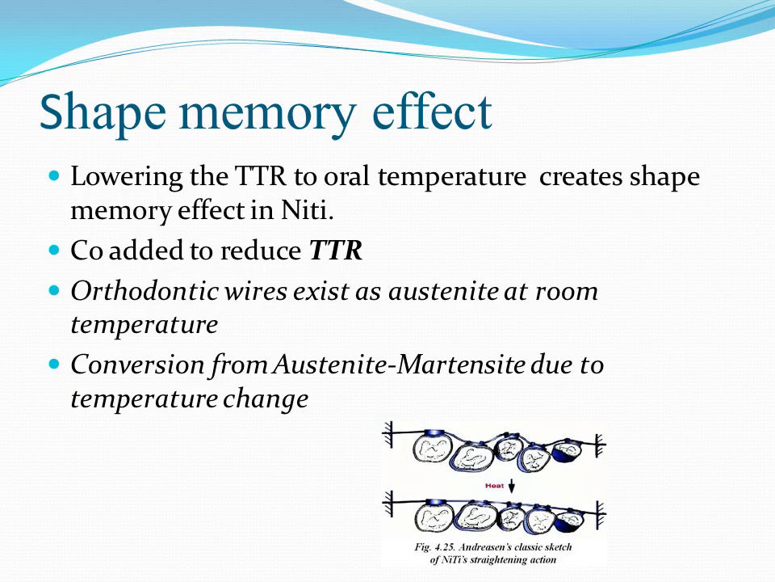Now let's talk about the two unique properties, the shape memory effect and superelasticity. Shape memory is, like I mentioned, a property which is unique to the nickel titanium alloys. Shape memory means that these alloys possess an internal memory. They can remember and they can convert back to their original shape. So what happens is that when the transition temperature range is lowered to the oral temperature, a shape memory effect is created. Orthodontic wires are present as austenitic form at room temperature.